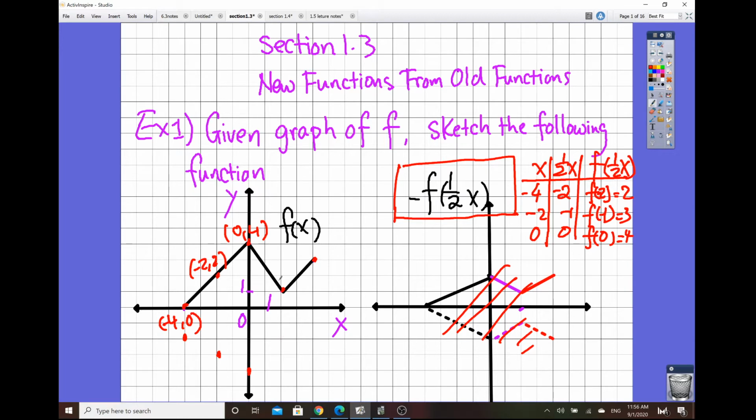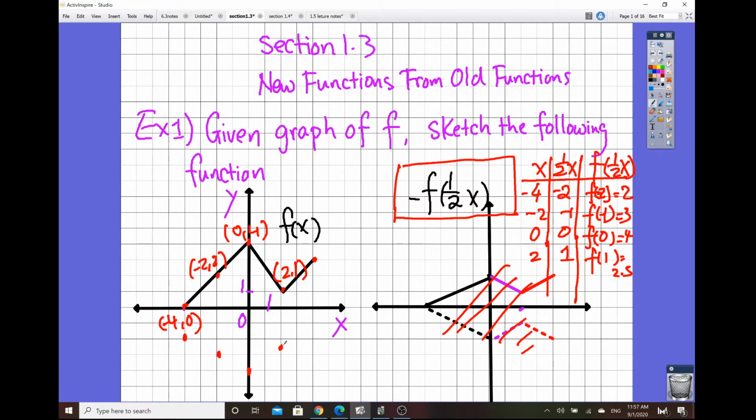Now the next point that we choose is 2, 1. When x equals 2, 1/2 times 2 is 1, so f of 1. f of 1 is 1, 2, 3, well, it's actually 2.5, right between 2 and 3. Convert that to its opposite, so it's negative 2.5. That position right there is going to be negative 2.5.